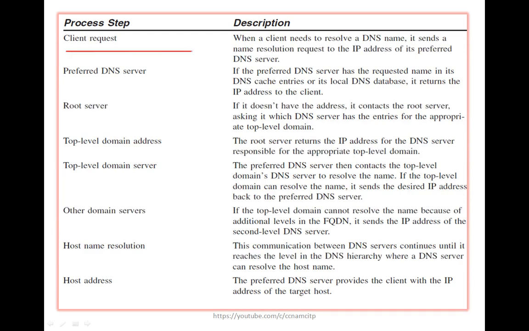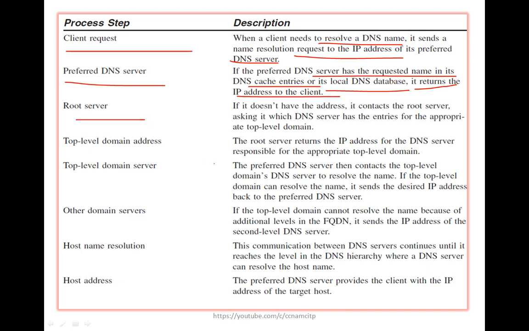Client request: when a client needs to resolve a DNS name, it sends a name resolution request to the IP address of its preferred DNS server. If the preferred DNS server has the requested name in its DNS cache or its local database, it returns the IP address to the client. There is the root server on the top, and there are also top level domain servers, other domain servers, host name resolution, host address. You can go through this information here and read a little bit, and I'm moving to the next one.